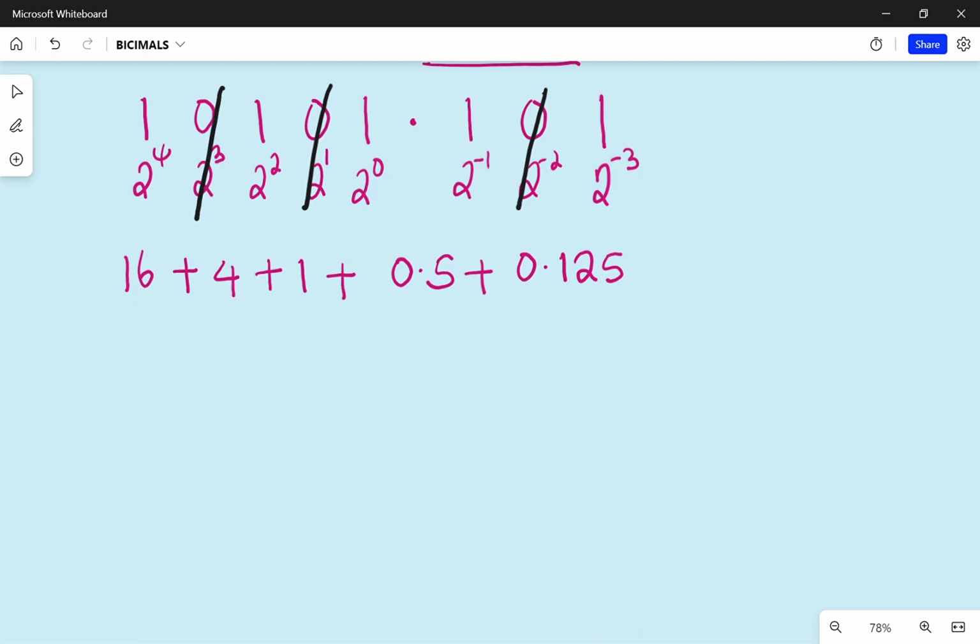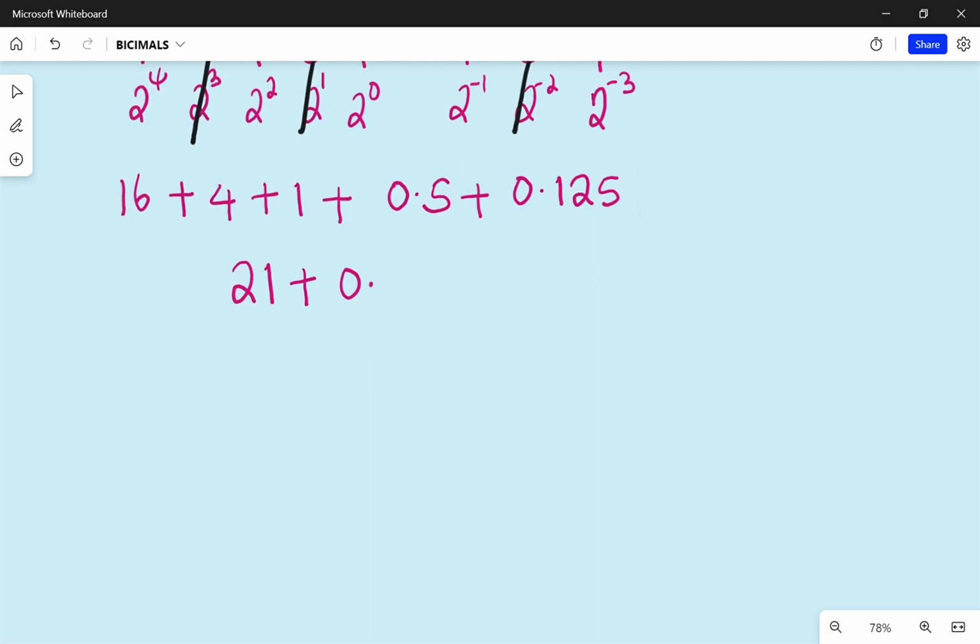So this is 21 plus, when you add those, we are going to have 0.625 there. So this is going to give us 21.625 base 10.